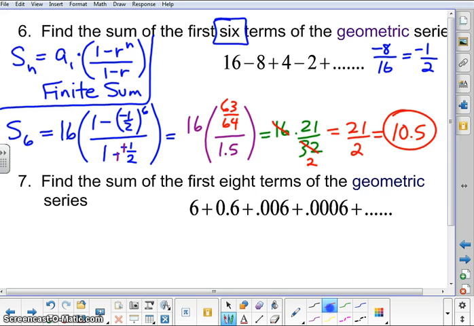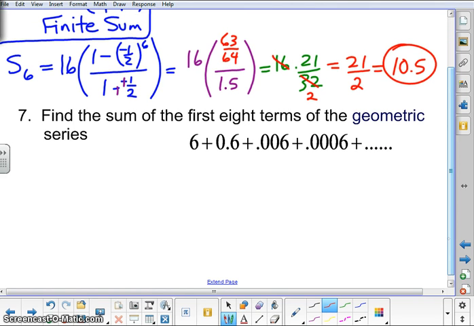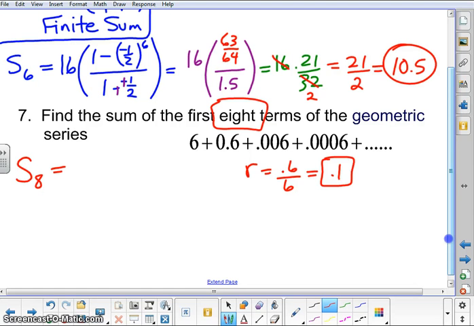All right, so let's go on to the next one. Find the sum of the first 8 terms this time for a geometric series. Next thing we'd have to do is find the common ratio. And how you find that is by taking 0.6 and dividing it by 6. So you end up with 0.1 as your common ratio. So let's use that in the formula. So we're finding 8 terms, and the first term is 6, and then we're going to multiply that by 1 minus r to the n over 1 minus r.